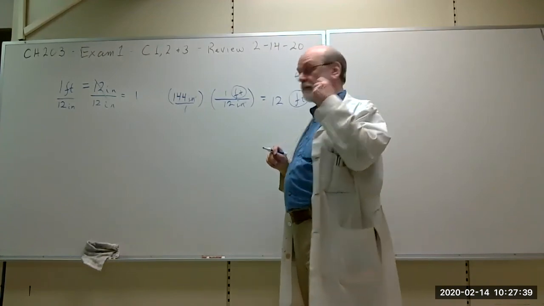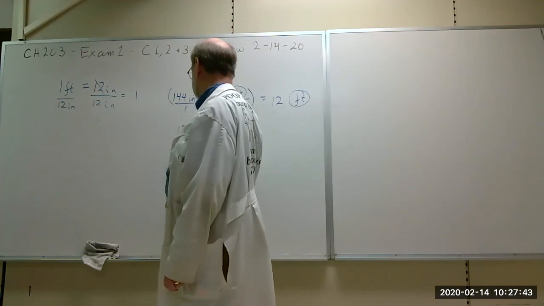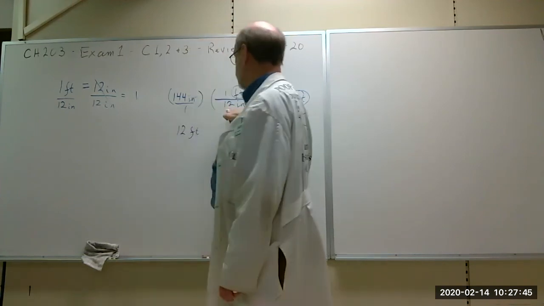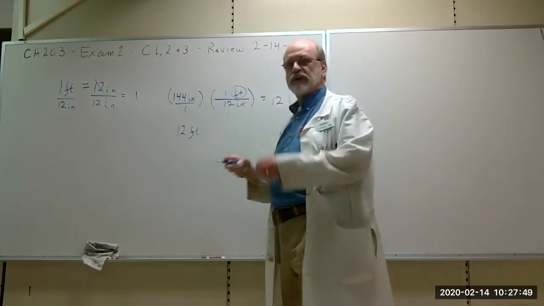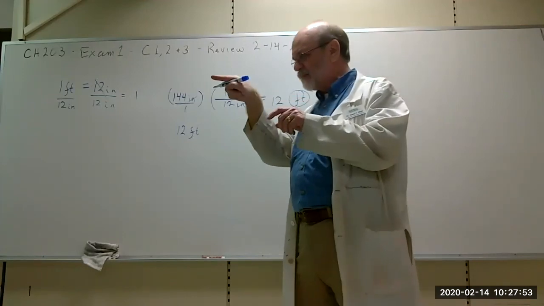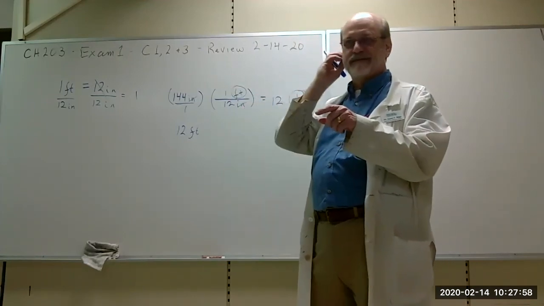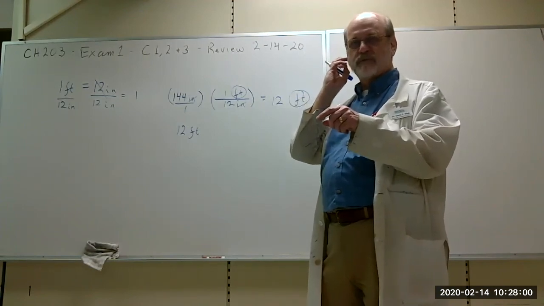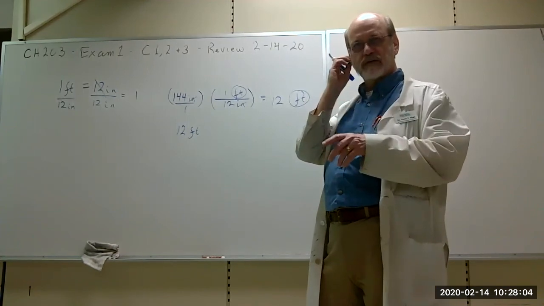Like 12 times 12 is 144, that's 12 feet. Okay? What if we had feet over here? 144 divided by 12. When you put it in your calculator, you want to put in 144, hit the divide key, then put in 12, hit the equal. That's probably right. Everybody here has algebraic calculators.